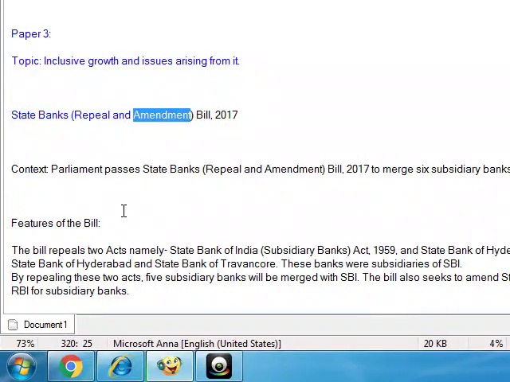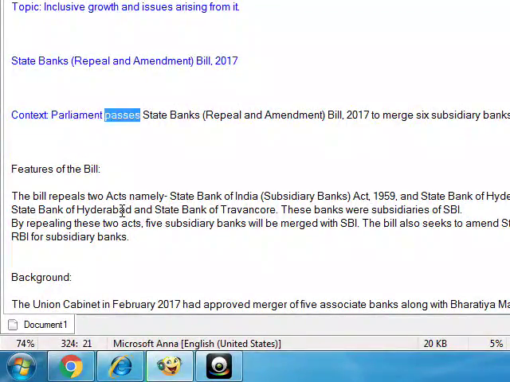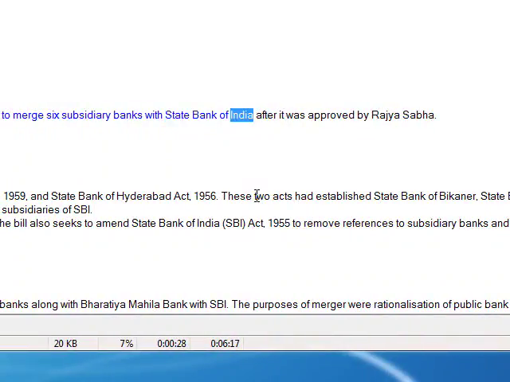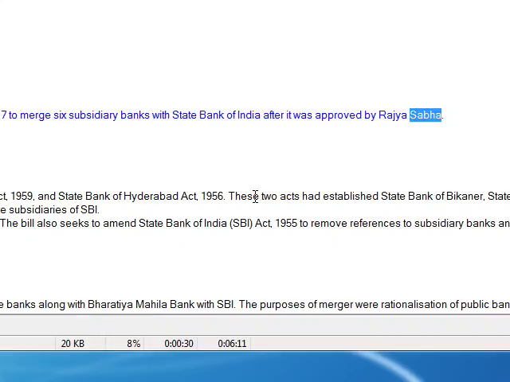State Banks Repeal and Amendment Bill, 2017. Context, Parliament passes State Banks Repeal and Amendment Bill, 2017 to merge 6 subsidiary banks with State Bank of India after it was approved by Rajya Sabha.